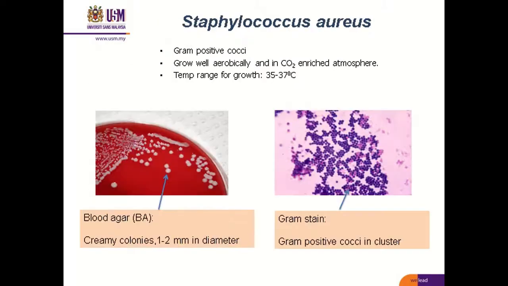So for Staphylococcus aureus, we first do microscopy. We see there is a gram-positive cocci which grows well aerobically and in CO2-rich atmosphere at a temperature range of 35 to 37 degrees. On blood agar, we can see creamy colonies 1 to 2 millimeters in diameter. In microscopy, we can see that it is a gram-positive cocci arranged in clusters.